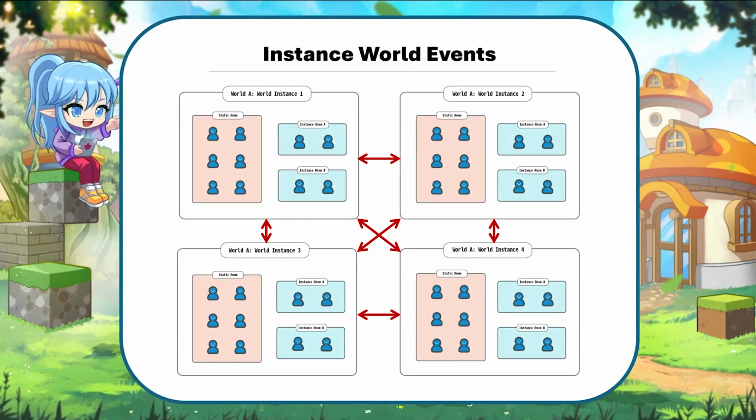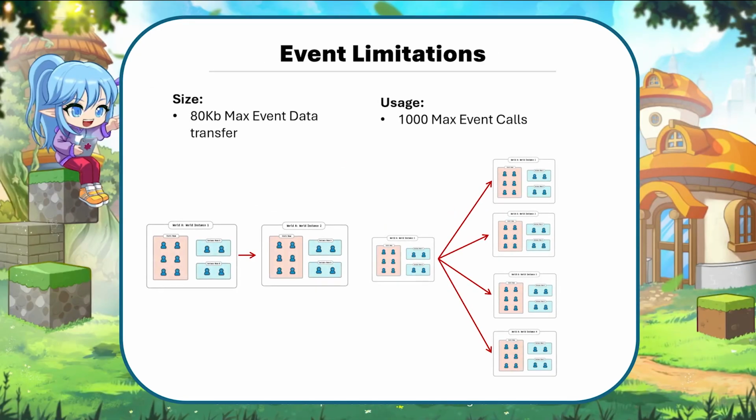As we saw with instance rooms and sending events, instance worlds can also send events in the same way. So between world instances, we can share events and send events back and forth. There are certain limitations for these events for both instance rooms and instance worlds. Both of them share the same limitations, and that is that we can have a maximum size of 80 kilobytes of event data per transfer.